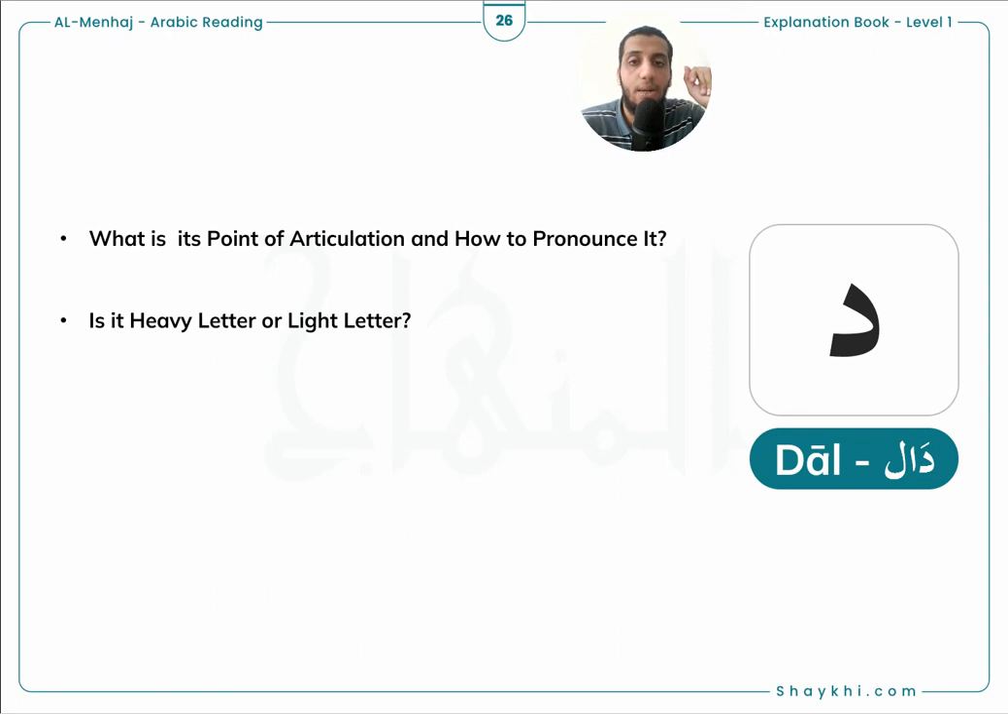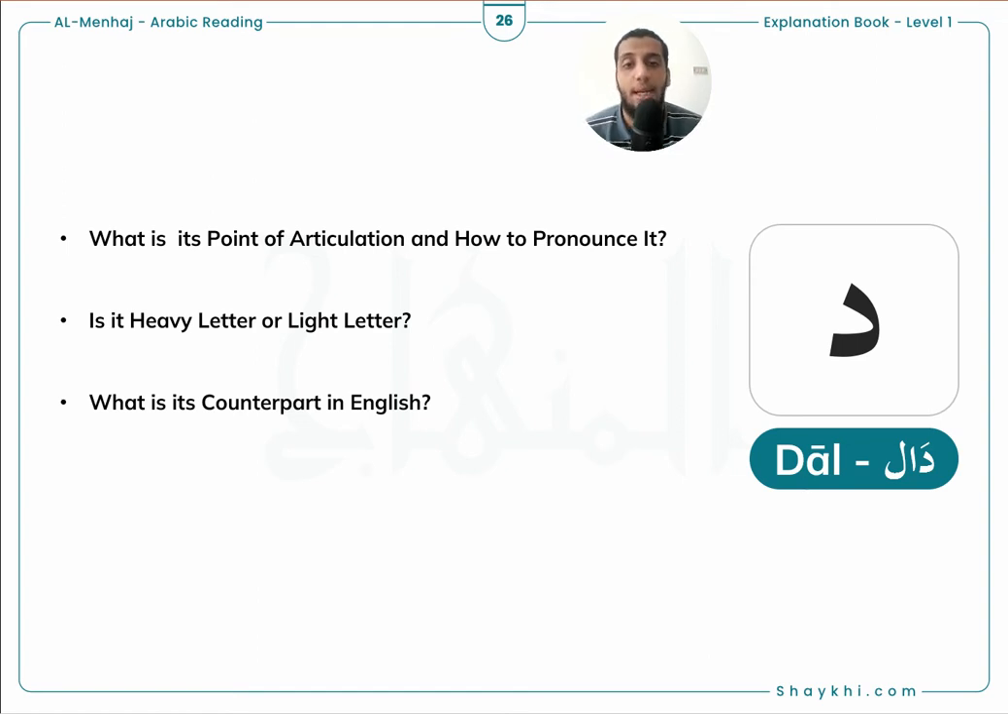Okay, so these are the examples of letter dal from the Quran, and letter dal is a light letter. So let's move to the next question, which is, what is the counterpart of letter dal in English? Yes, we have a counterpart of letter dal in English, and I think it's so clear for you, and you can guess by yourself.